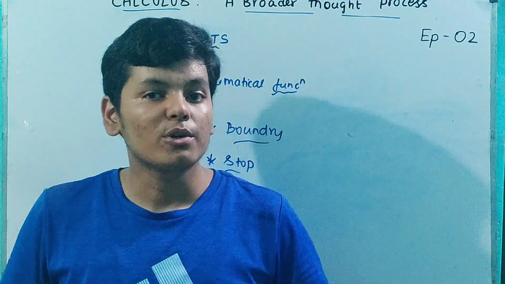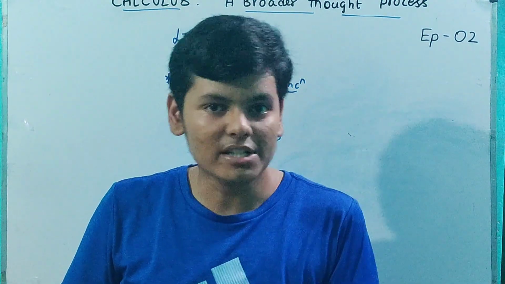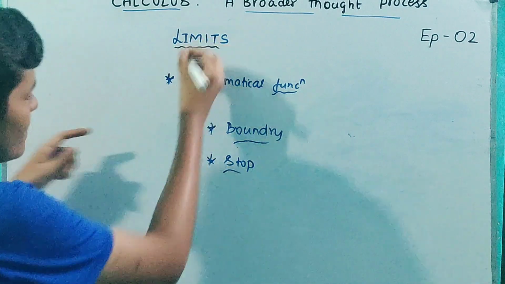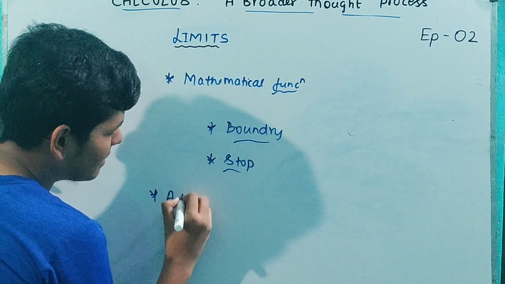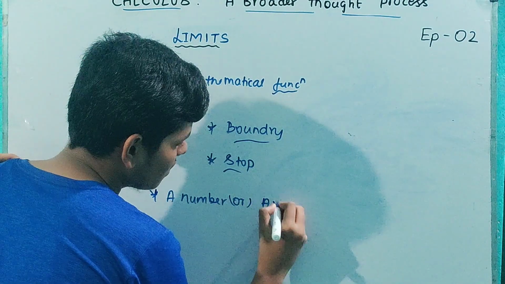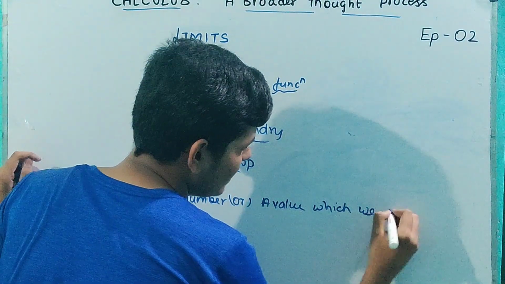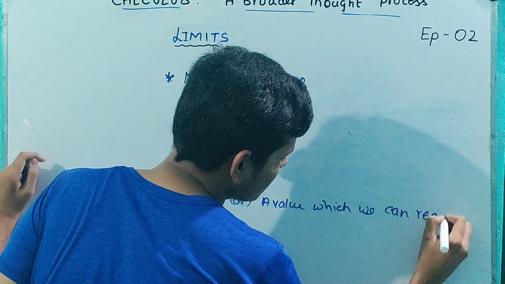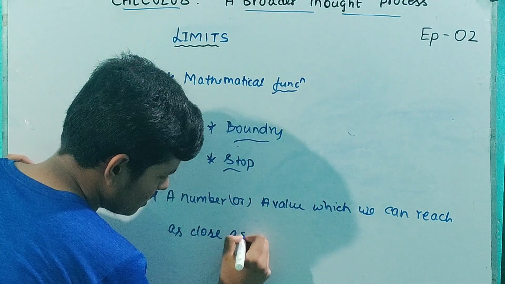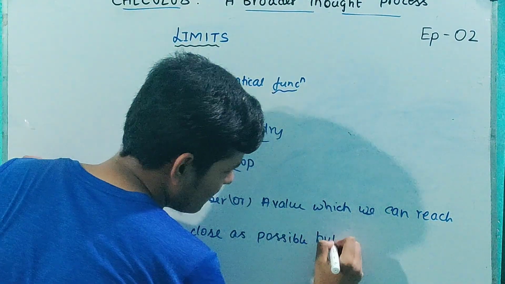Now how are we able to understand the concept of limit? What actually is a limit? So let me give the definition first, and then we'll understand it through everyday examples. Talking about the definition of limit, it is nothing but a number or a value which we can reach as close as possible, but never reach it.